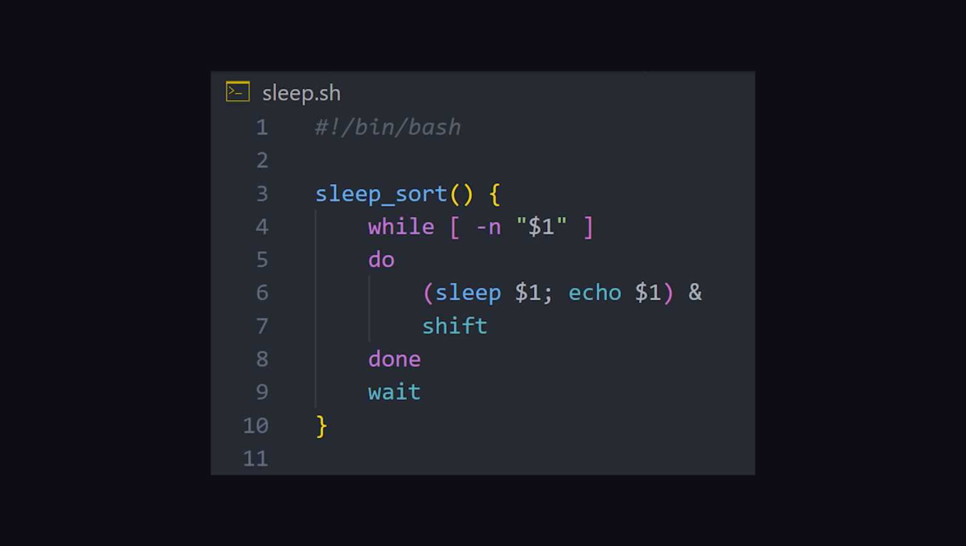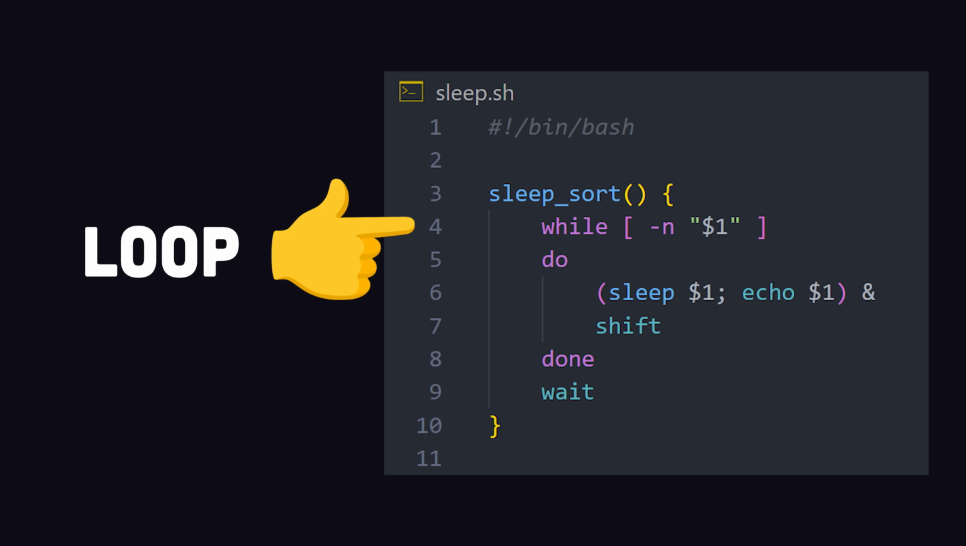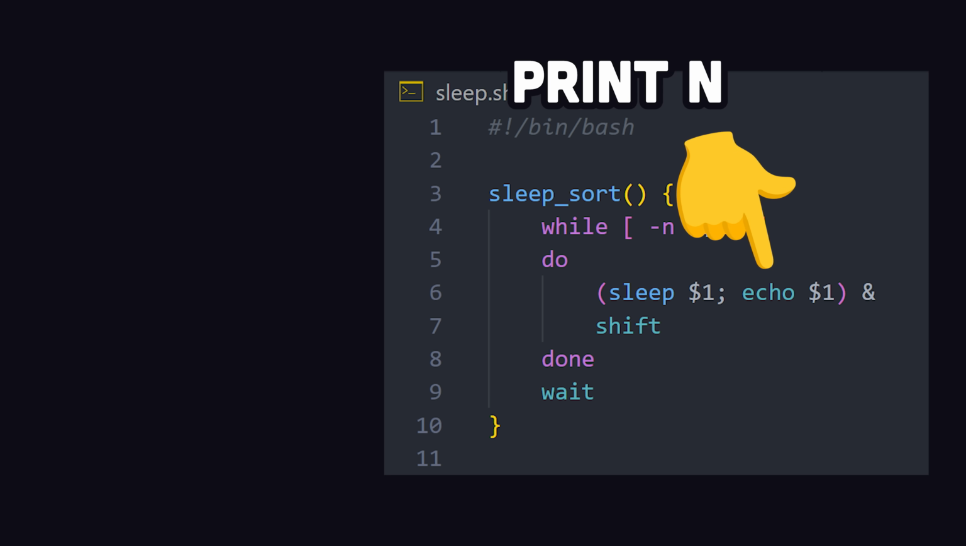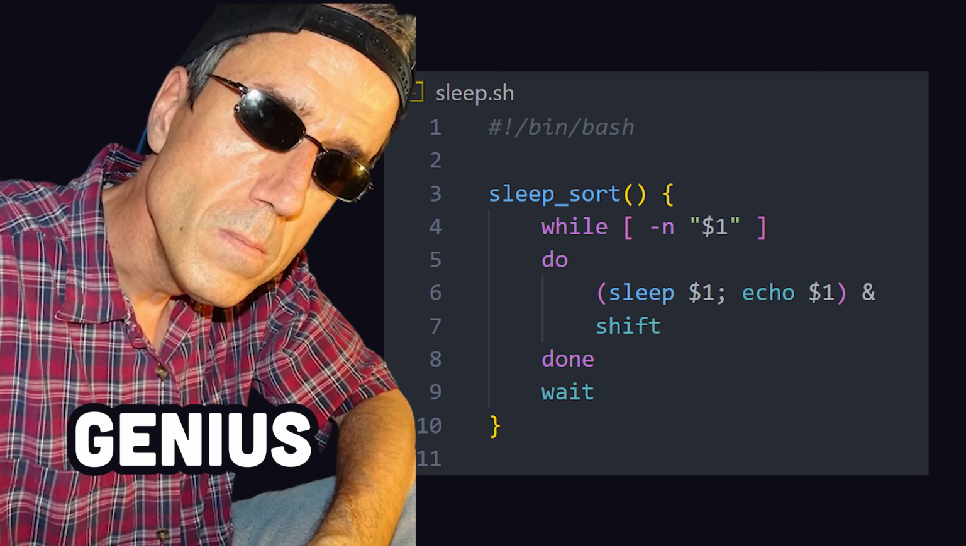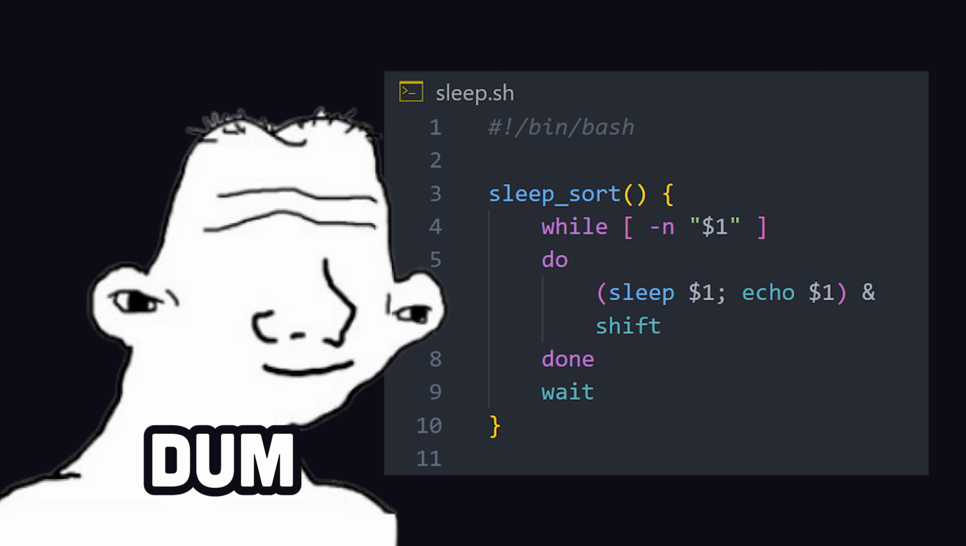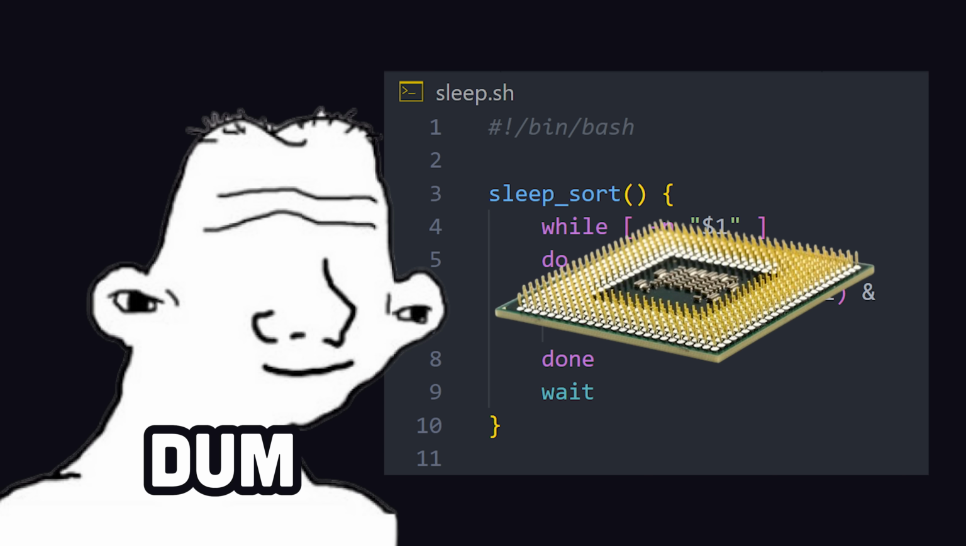Here's what the code looks like in Bash. It's incredibly simple. It loops over the array, and then for each element, it opens up a new thread that sleeps for the amount of time proportional to the value of its element. Then finally, after waking up, it prints that element. It's genius because it delegates the sorting to the CPU scheduler. It's also incredibly dumb and useless because it delegates sorting to the CPU scheduler.